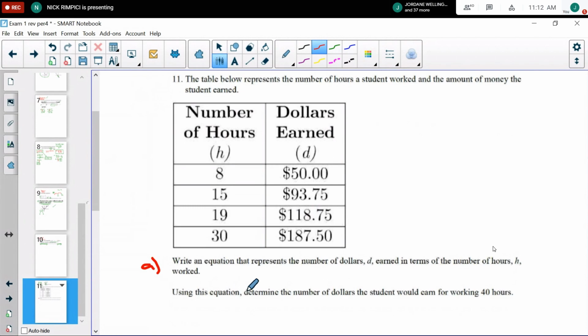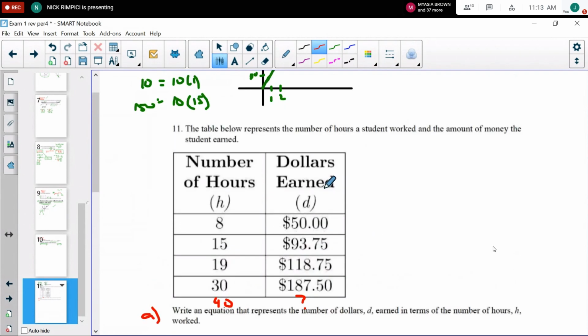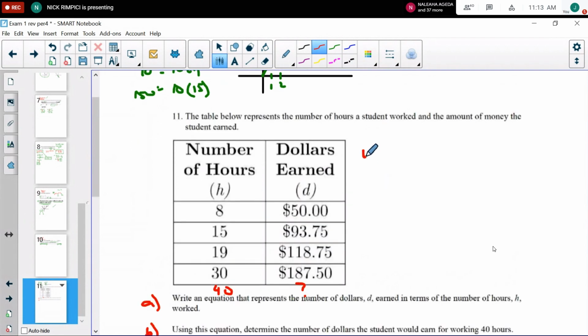And then part B, use the equation to determine the number of dollars a student would earn working 40 hours. Because 40 hours is not on the chart, you just want to figure out how much they'd make if they worked 40 hours. Obviously, it's going to be bigger than 187.50 because if you work 30 hours, you make this. If you work 40, it's got to be a bit more. So that's kind of just reasoning through the problem. What they really want from you, because this model is going to be a line, is really just y equals mx plus b.